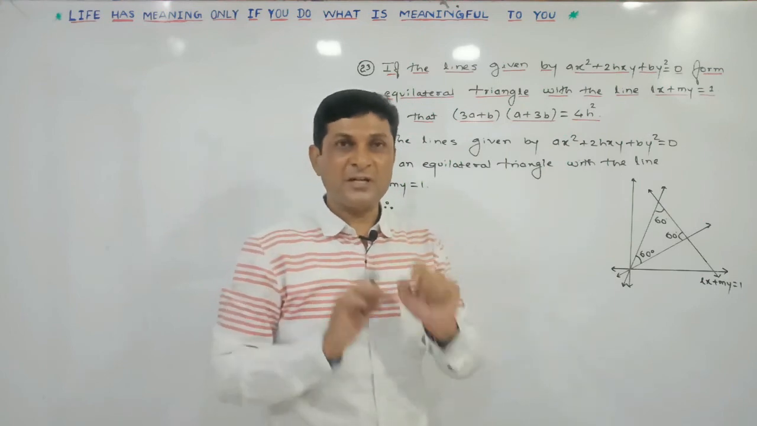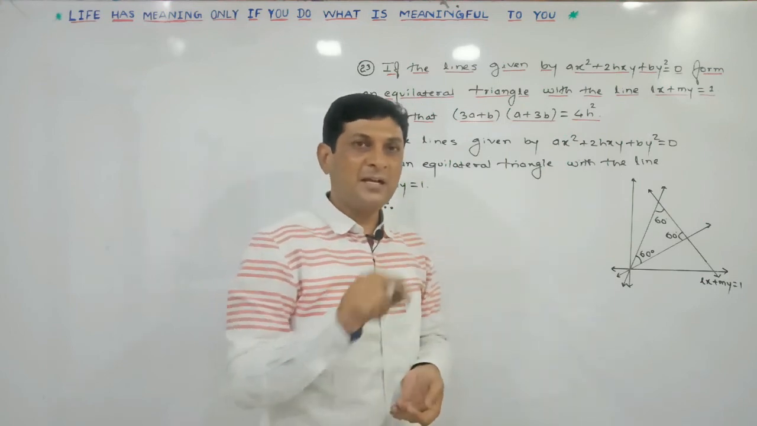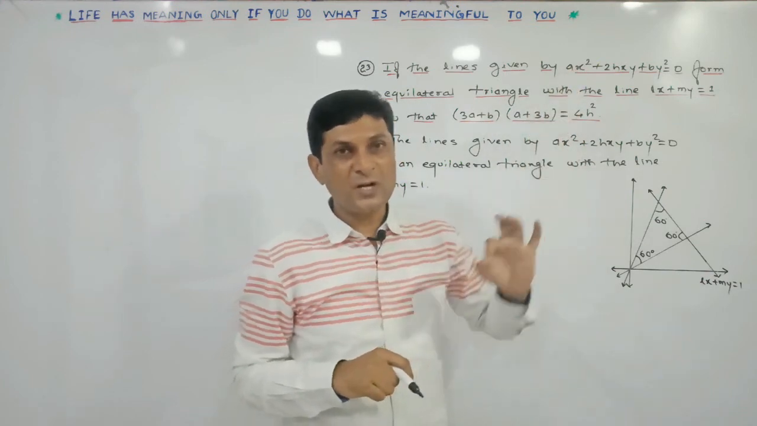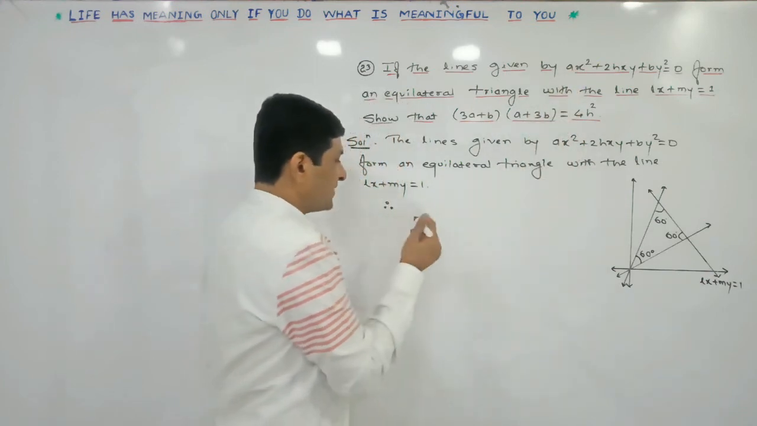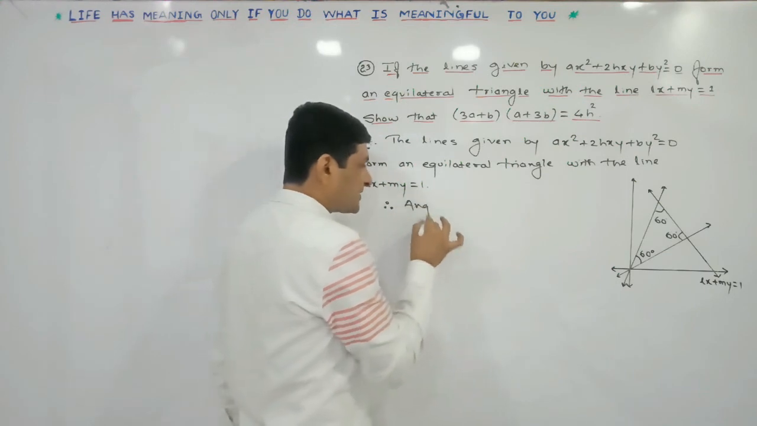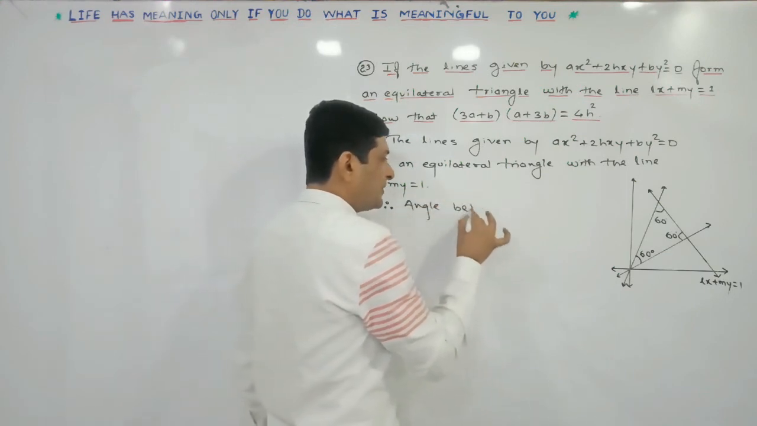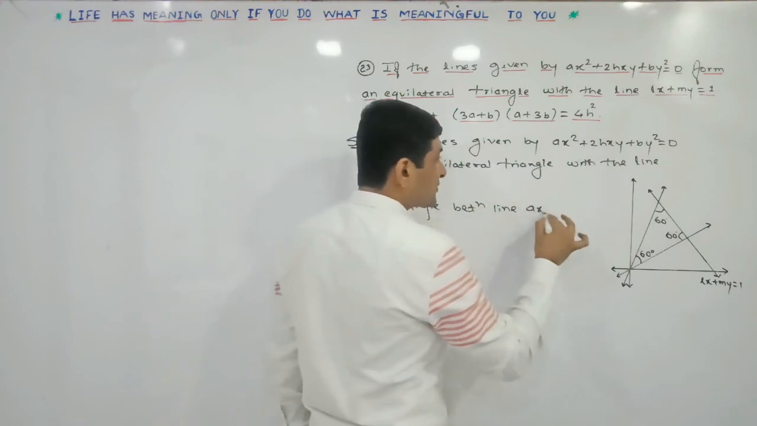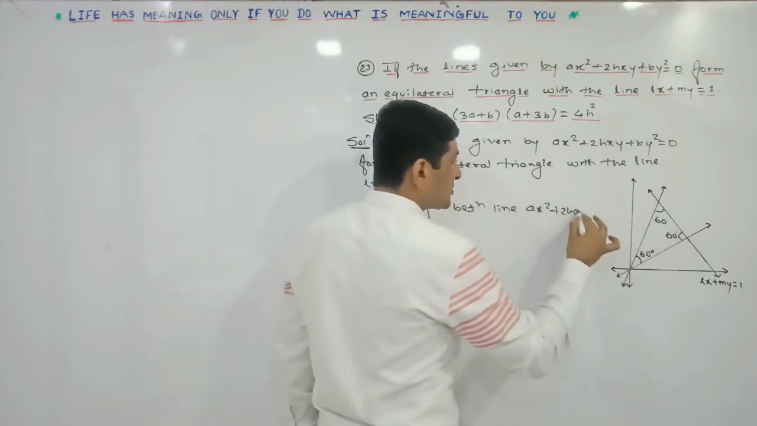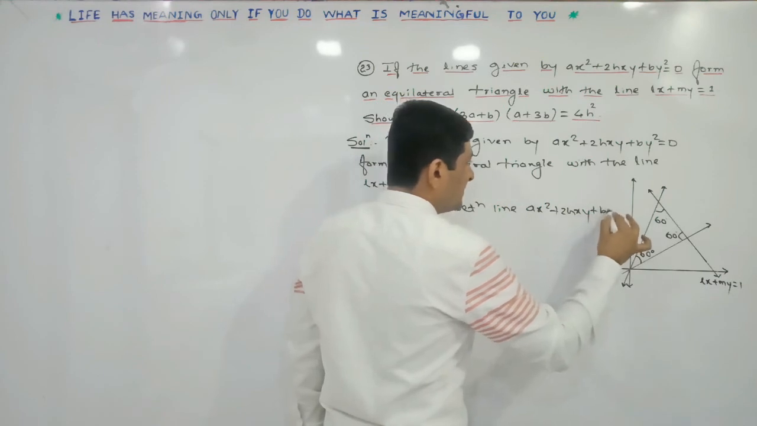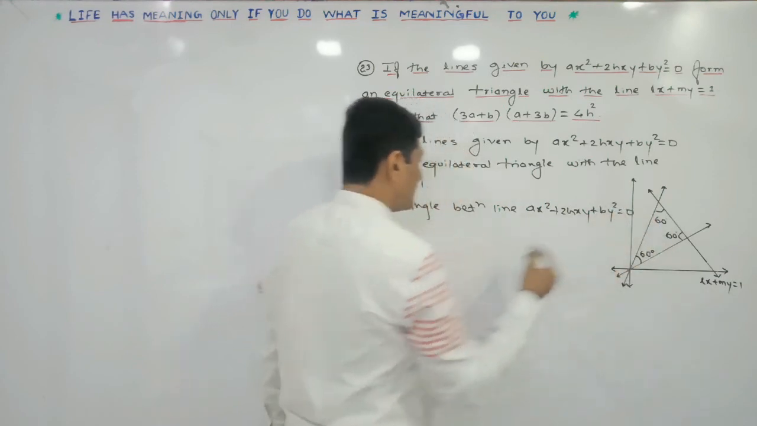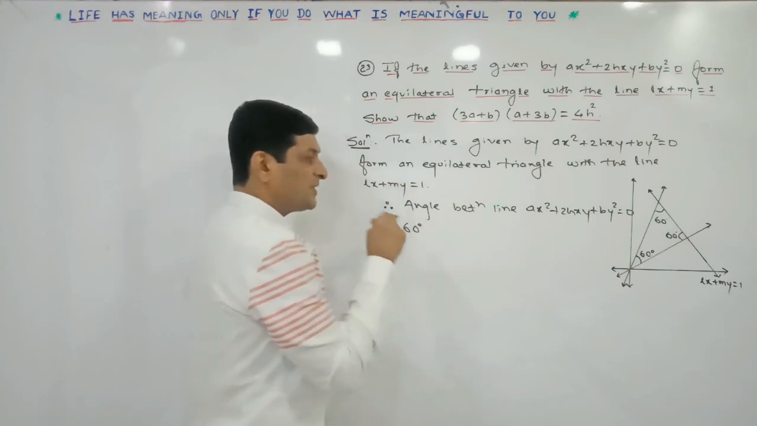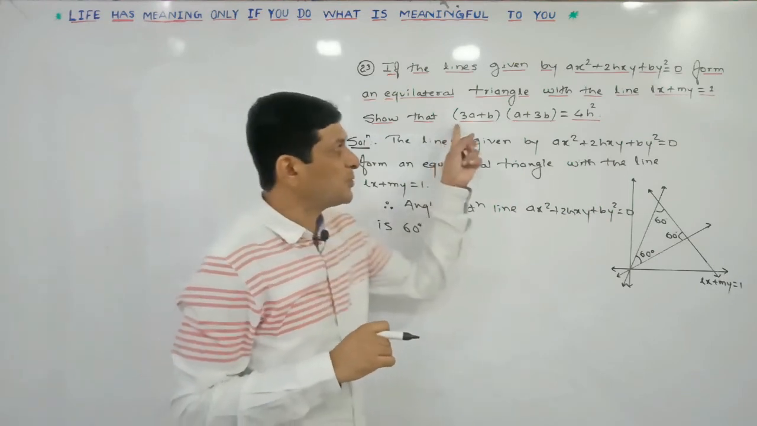From the given condition, we can say that the angle between the lines represented by this equation is also what? 60 degrees. So the angle between which lines? The lines ax² + 2hxy + by² = 0 is how much? 60 degrees. Using this condition, let us try to prove this result.